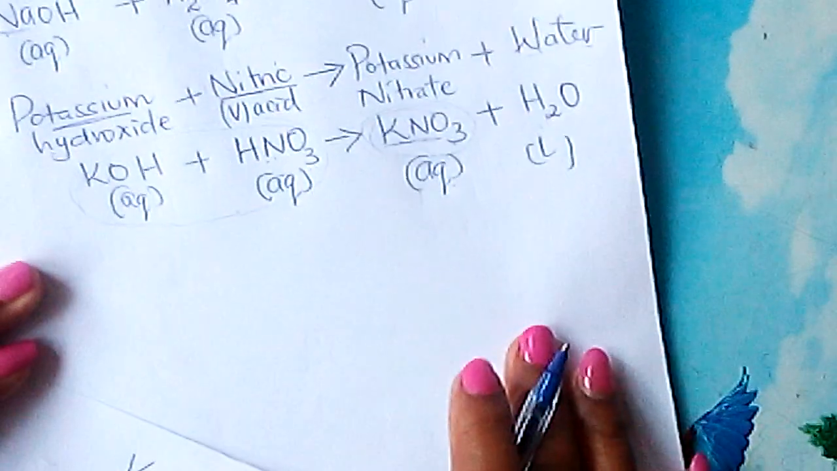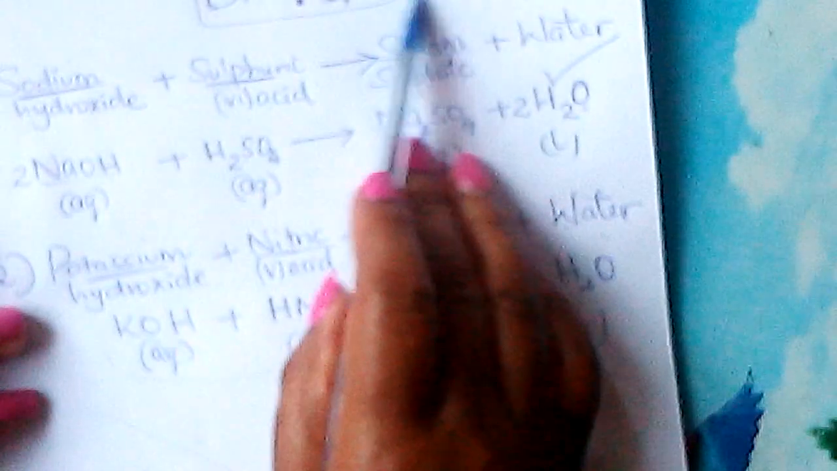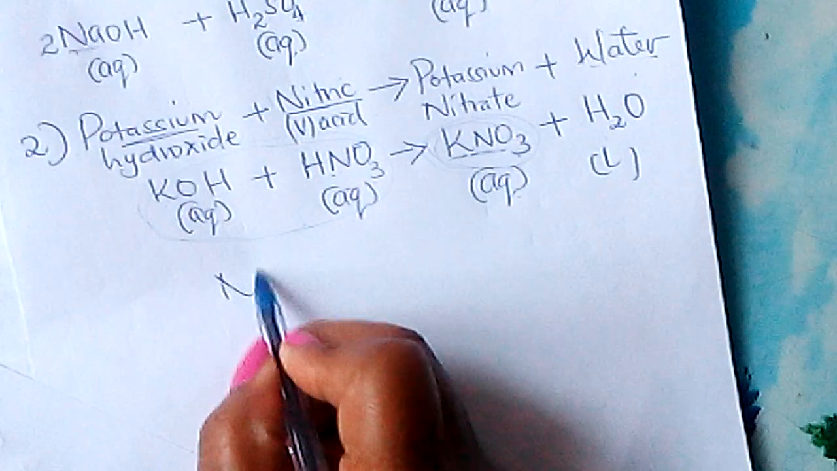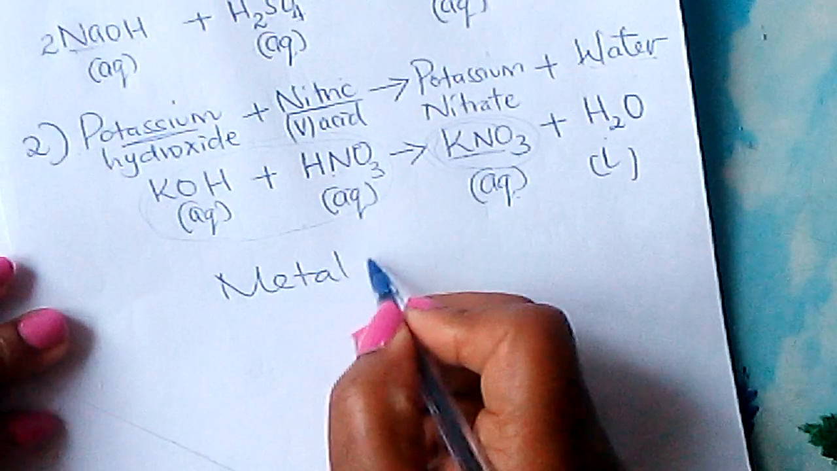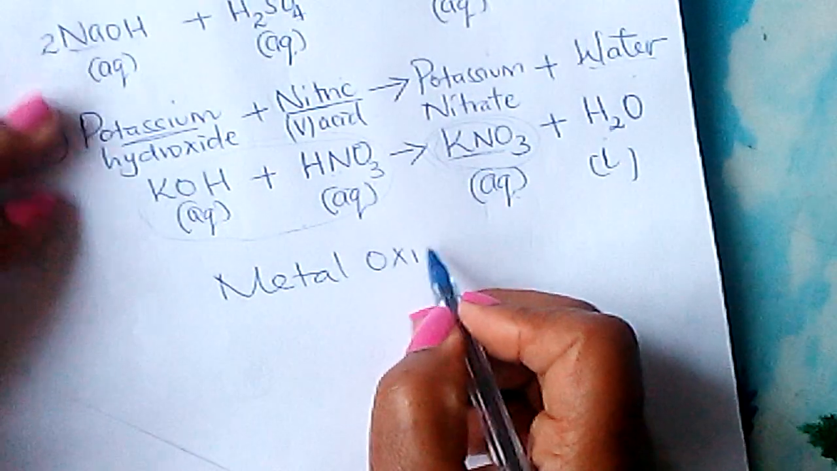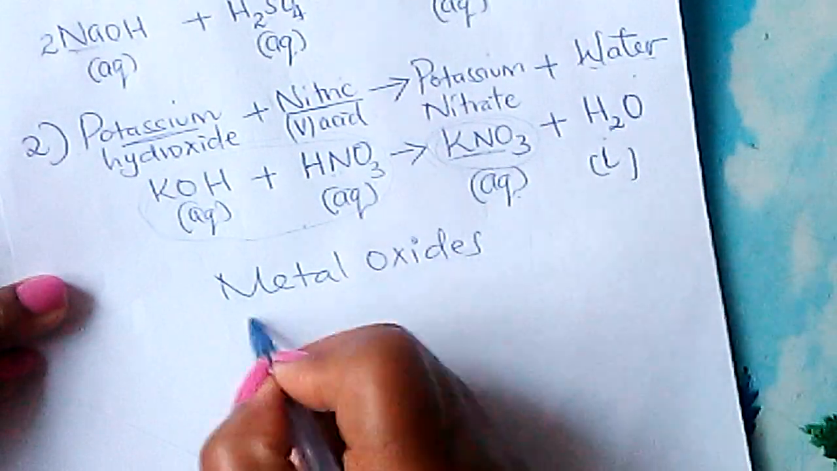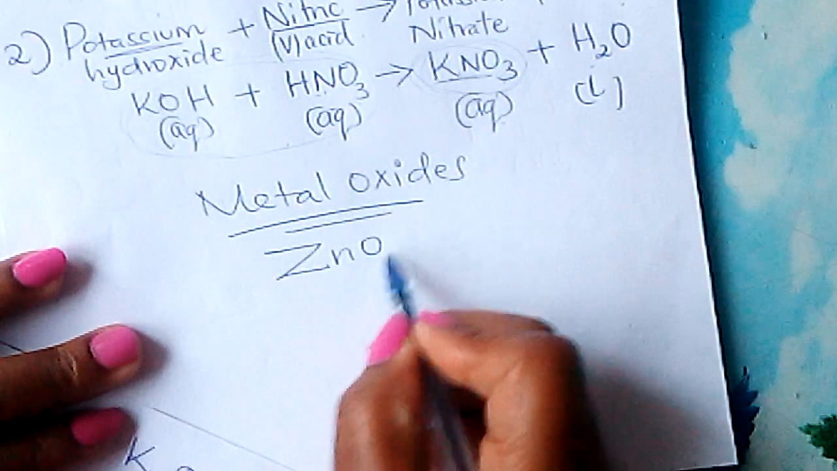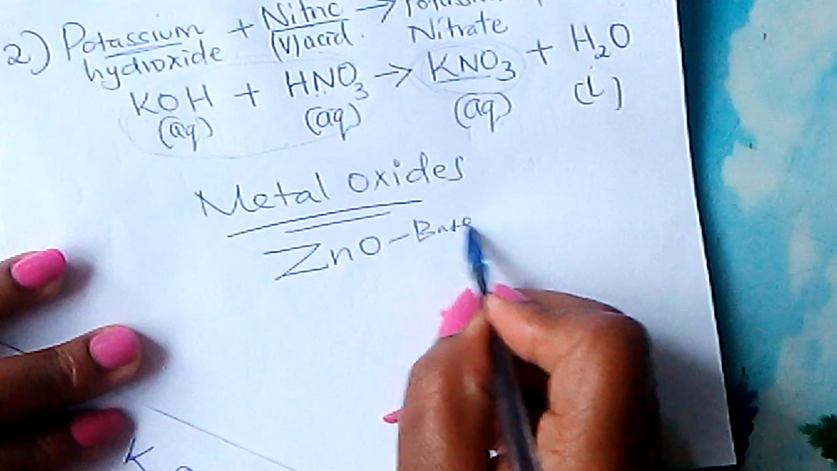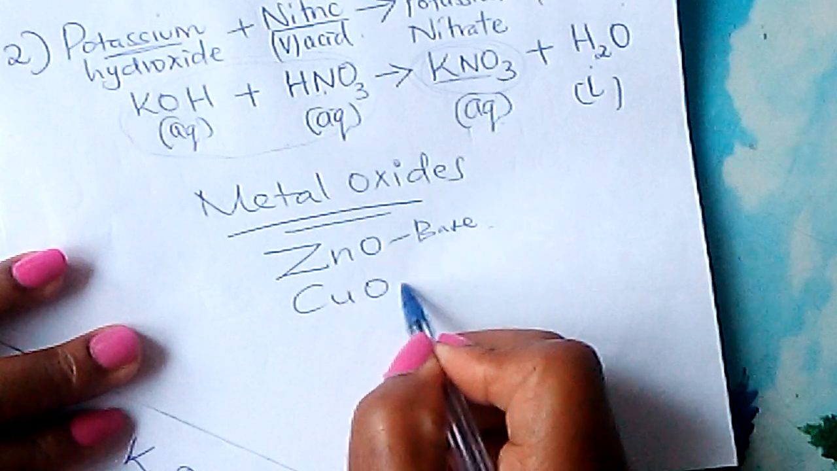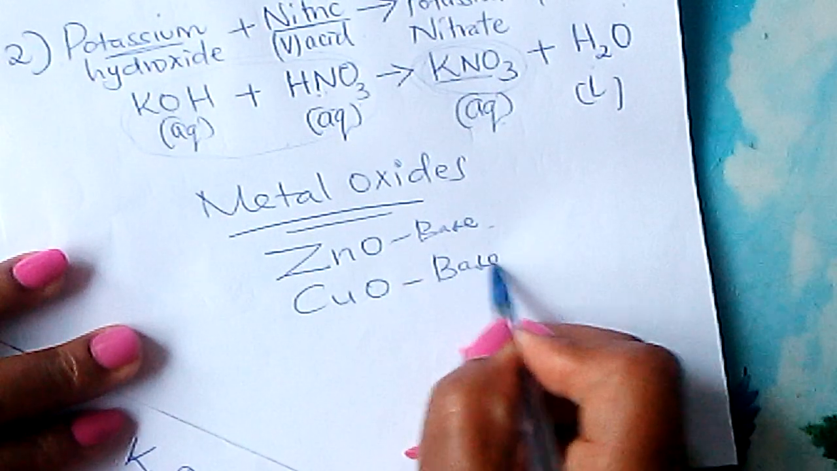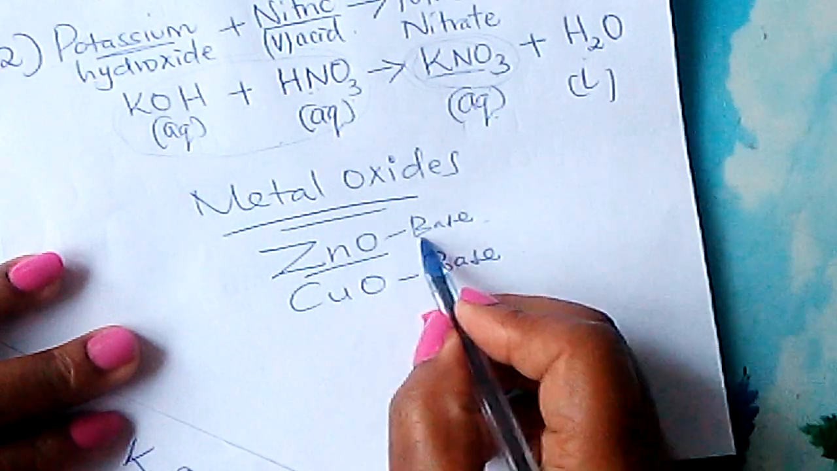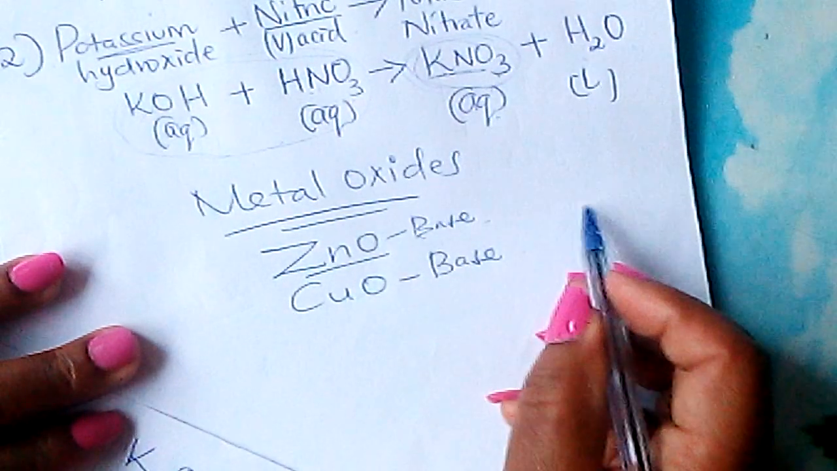So learn about BASWA. Then the other bases are metal oxides. Look at this. We have talked of hydroxides here. Metal oxides are bases. Like what? Zinc oxide. You take this as a base. You have copper 2 oxide. This will also be taken as a base. A base plus an acid. Such a base plus an acid will give you salt and water.